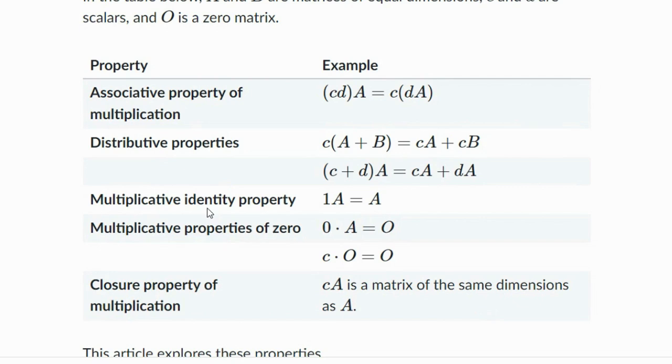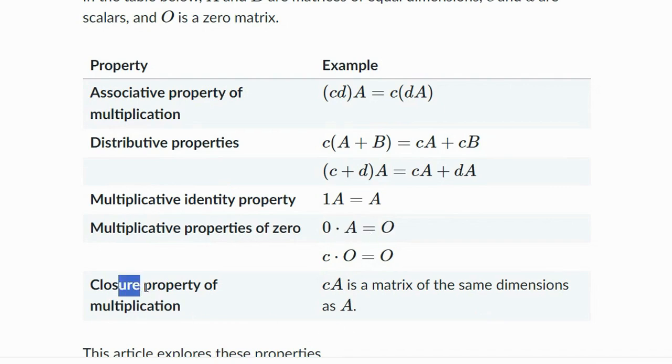And there is a matrix, an identity matrix, that just multiplies a matrix by 1. Multiplicative properties of 0: 0 times A is 0, or C times a 0 matrix is 0. So we know how multiplying by 0 works.